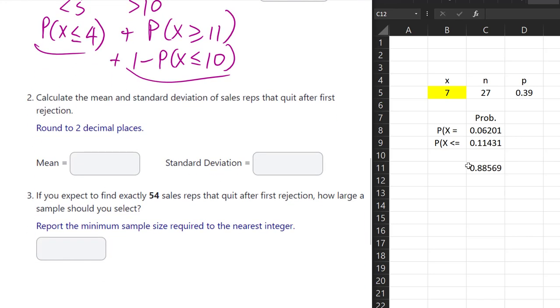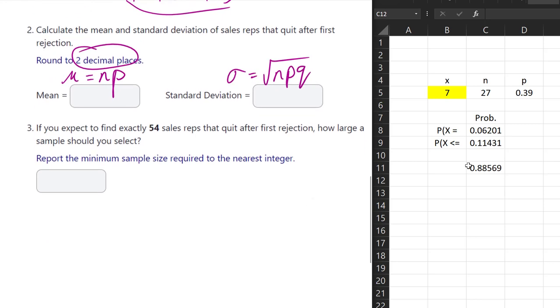Now we need the mean and standard deviation. So we know the mean, mu, is just n times p, and the standard deviation is the square root of npq, which we need accurate to 2 decimal places.